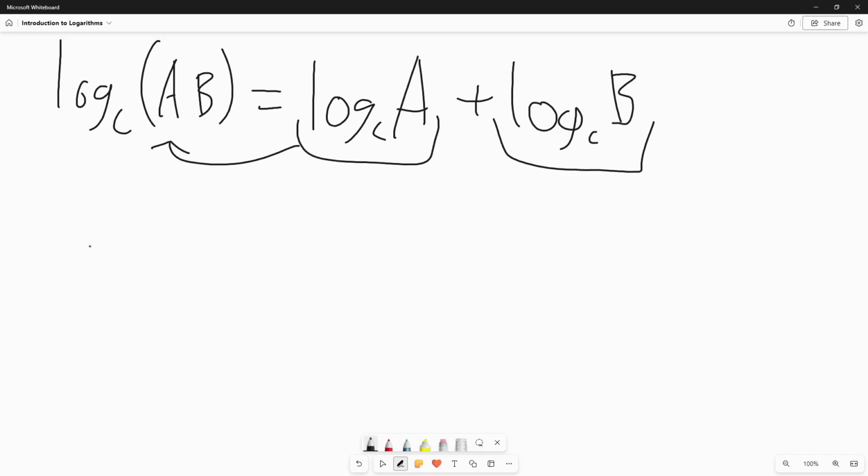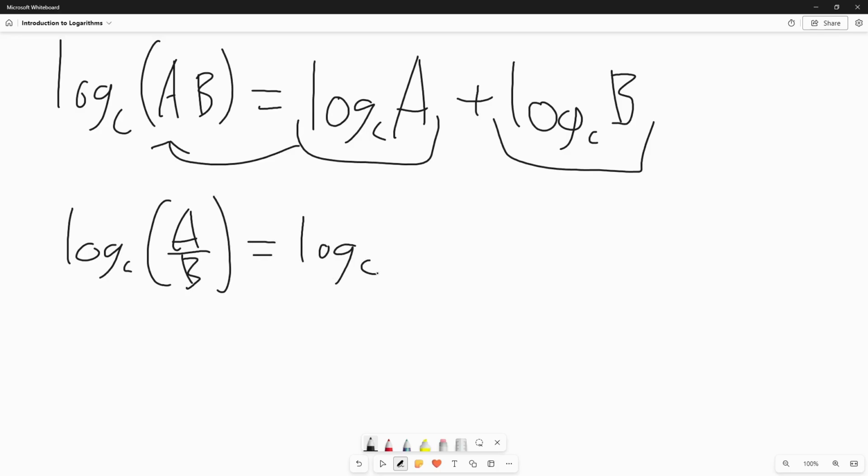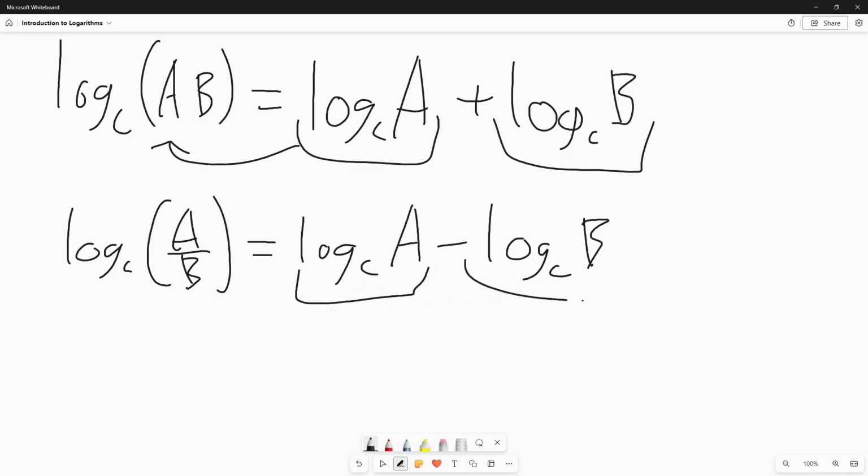And another rule that you can do is if you have log base c of a over b, this is also equal to log base c of a minus log base c of b. And it's also the same uses as above. If you have a fraction in a logarithm, you can expand it out into two different things, but also if you have two logarithms with the same base and you're subtracting one from another, then you can combine them into one.